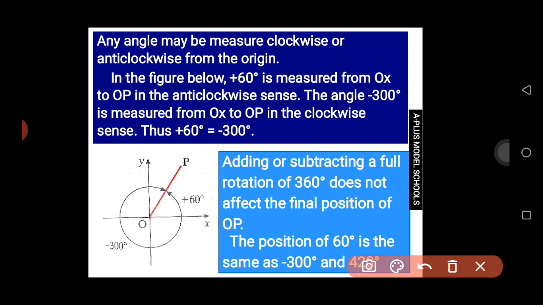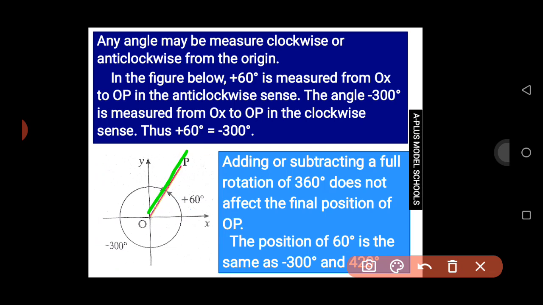Now, looking at the figure below, plus 60 degrees is measured from OX. This is X, this is Y, and this is O in the middle. If I bring an angle here and read backward, that is positive, so that will give me plus 60 degrees. I told you earlier that when you read an angle in an anti-clockwise direction, that will give you a positive angle. So when I read this angle from here to OP, that will give me plus 60 degrees.